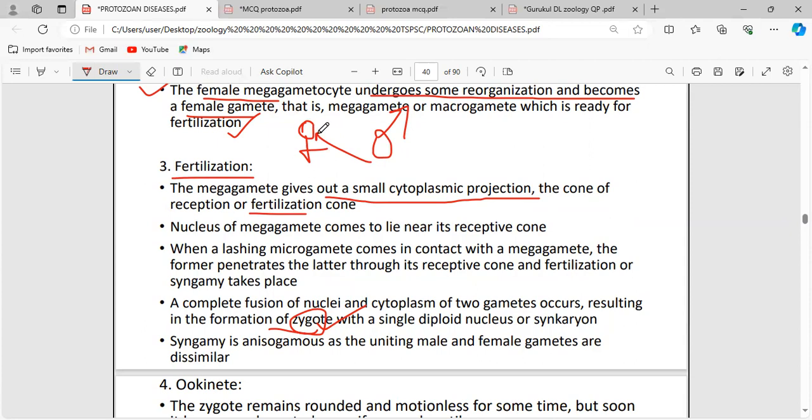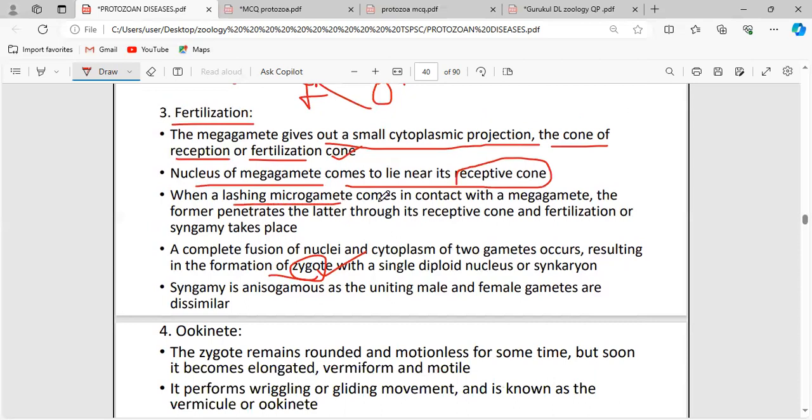To receive the male gamete, it has a structure called the cone of reception, also called the fertilization cone. Now, the nucleus of the female gamete comes to lie near its receptive cone, and near this fertilization cone, the nucleus of the female gamete will be present.